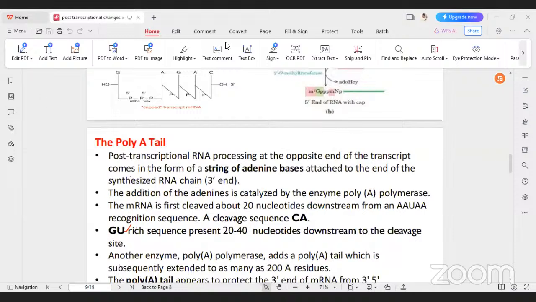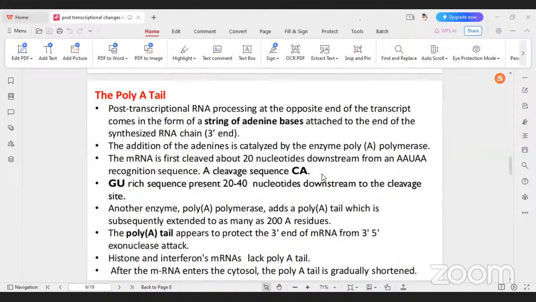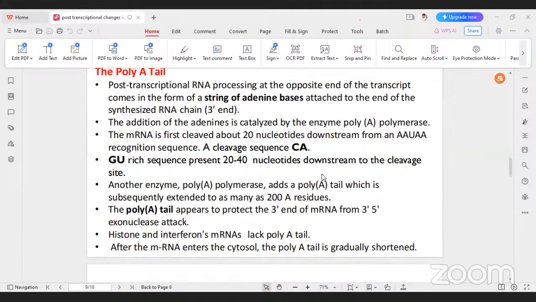Polyadenine tail. The second one is polyadenine. This is also very, very important. It is a post-transcriptional RNA processing at the opposite end of the transcript, where a string of adenine bases, polyadenine, is added to the end of the synthesized RNA chain, mainly the 3' end.